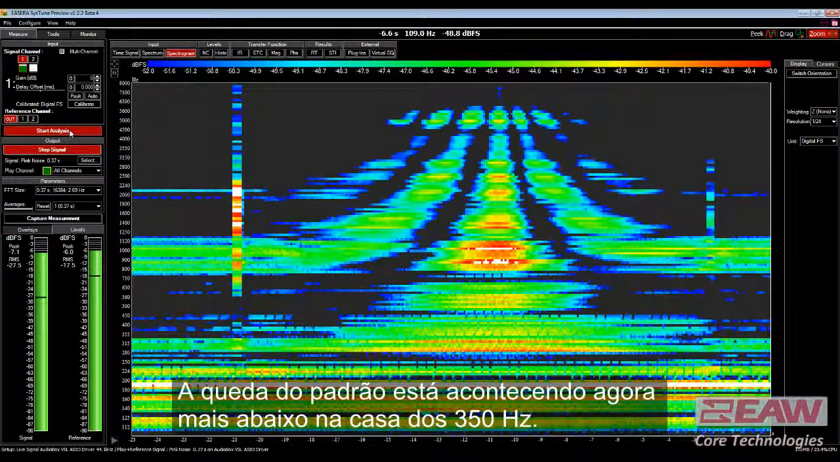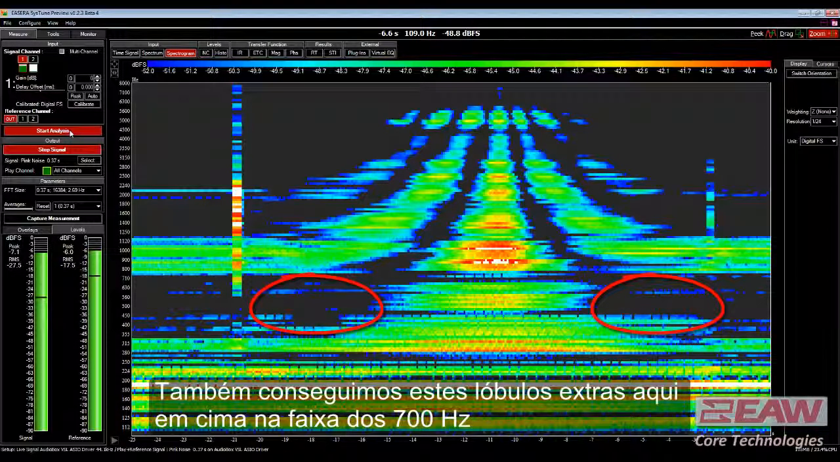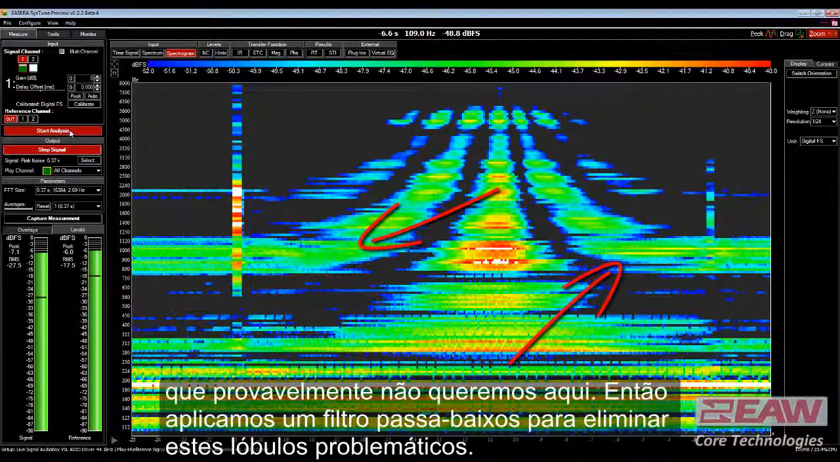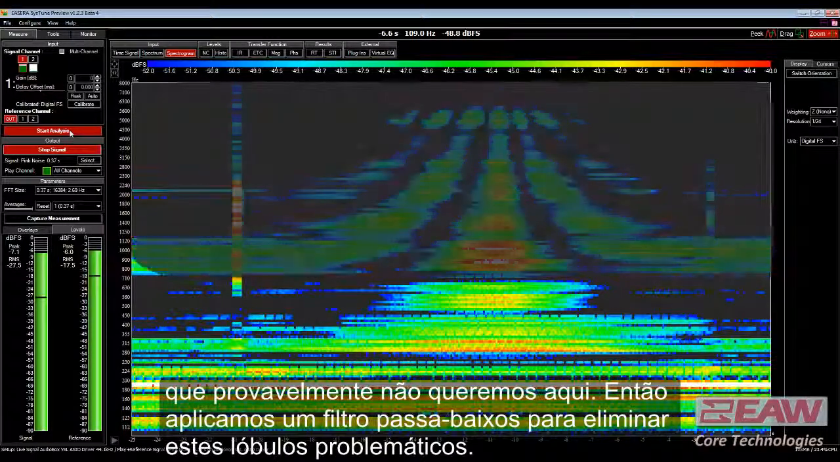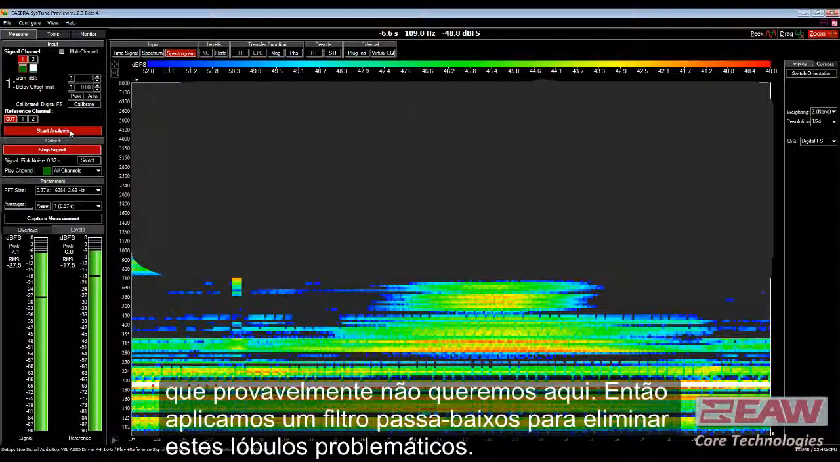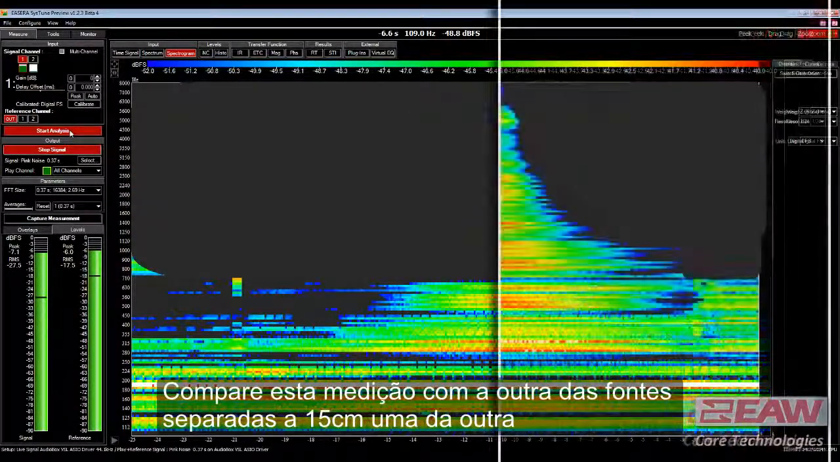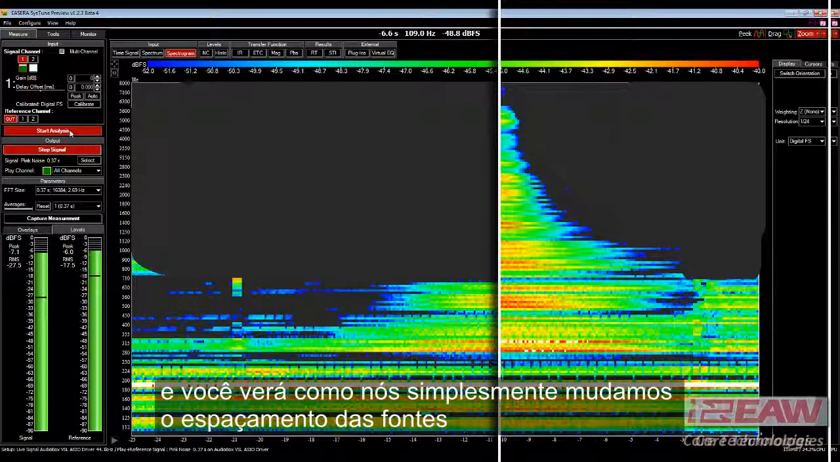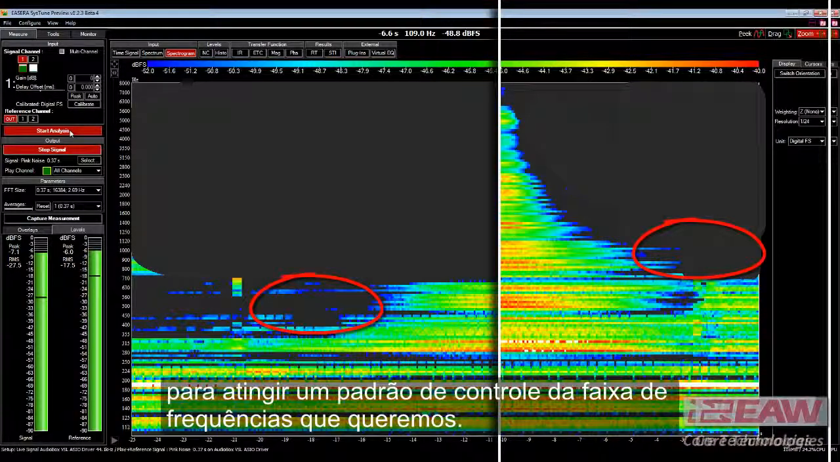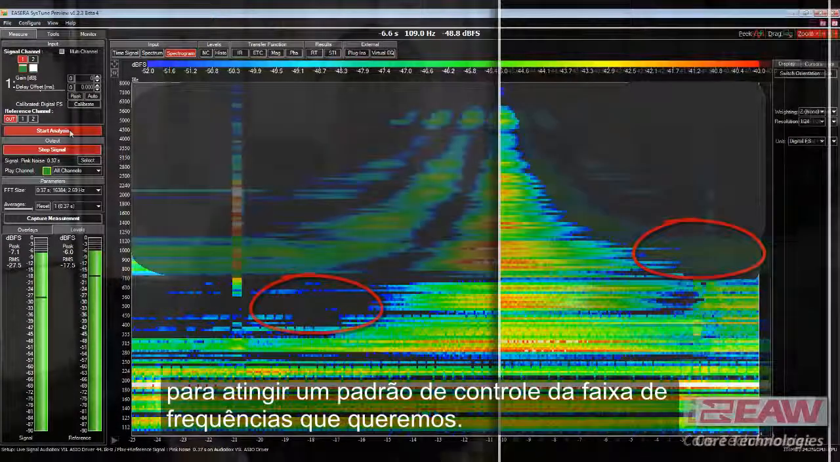Now that pattern collapse is happening way down to about 350 hertz. We also get these additional lobes up here around 700 hertz, which we probably don't want. So we would apply a low-pass filter to eliminate these problem lobes. Compare this to the measurement of the sources at 6-inch spacing, and you see how we simply change the spacing of the sources to achieve pattern control at the range of frequencies we want.